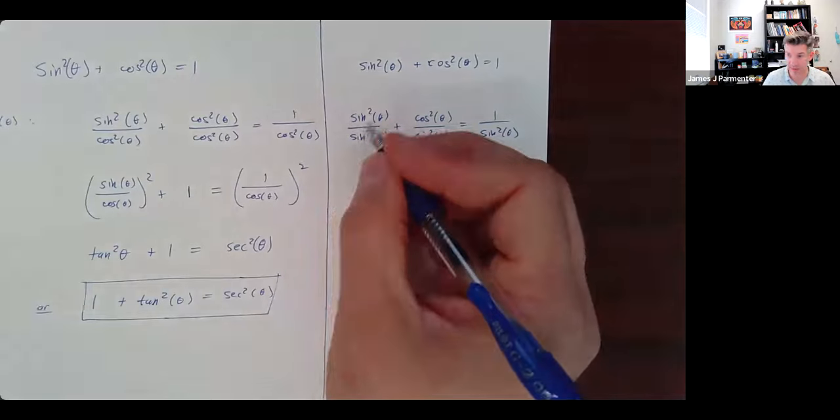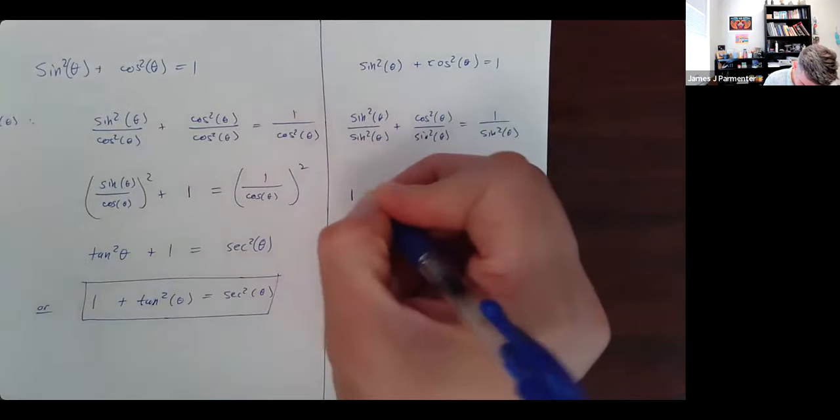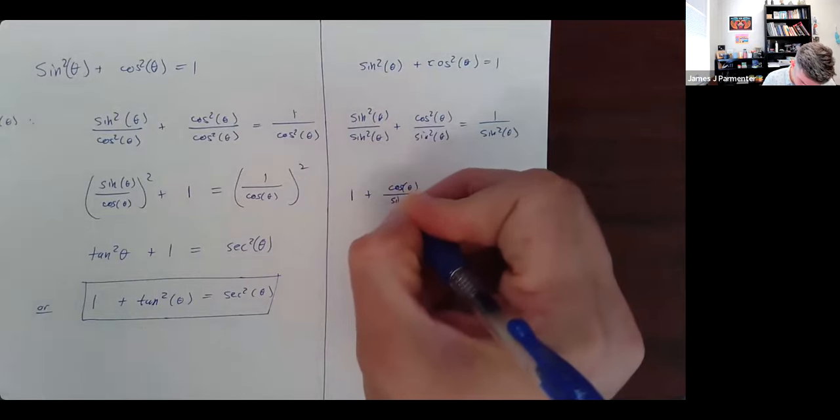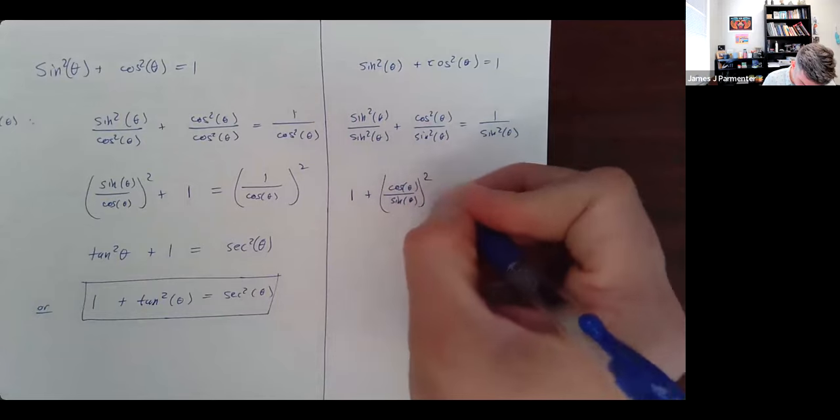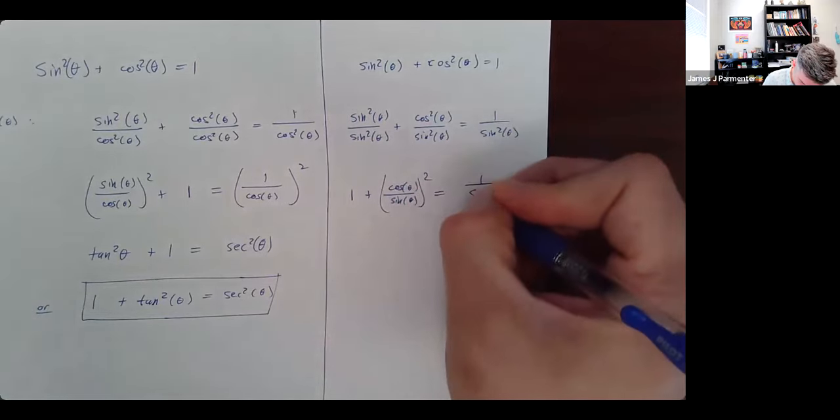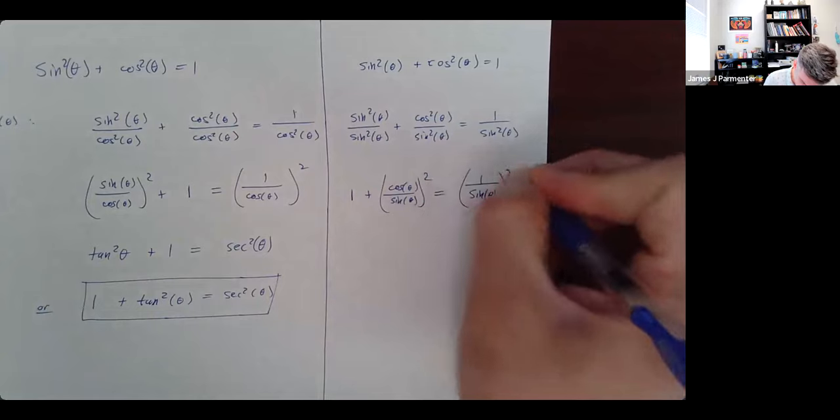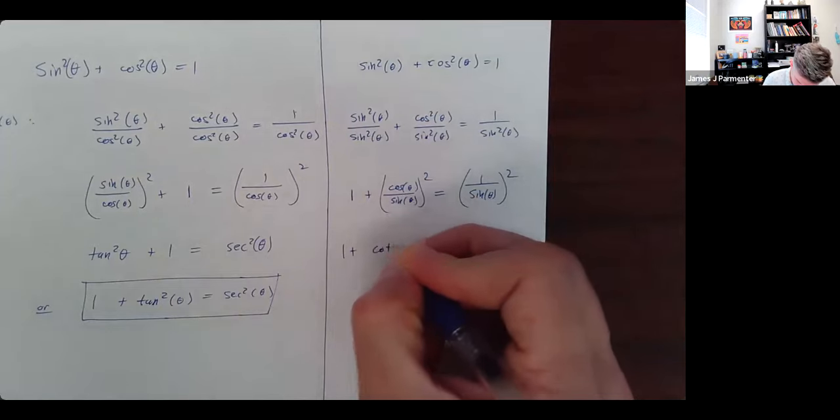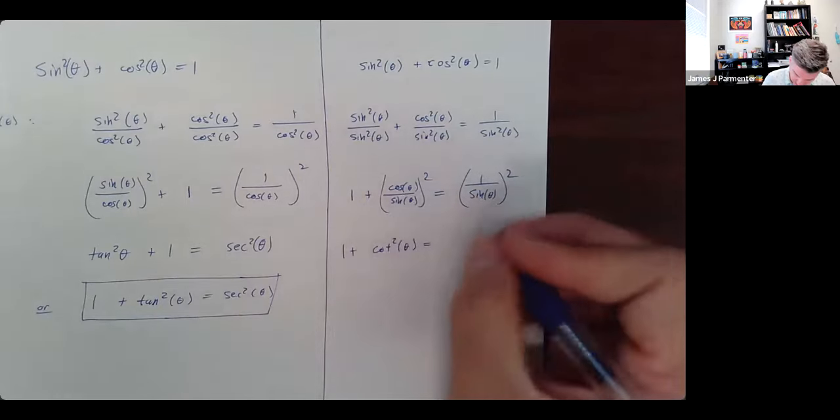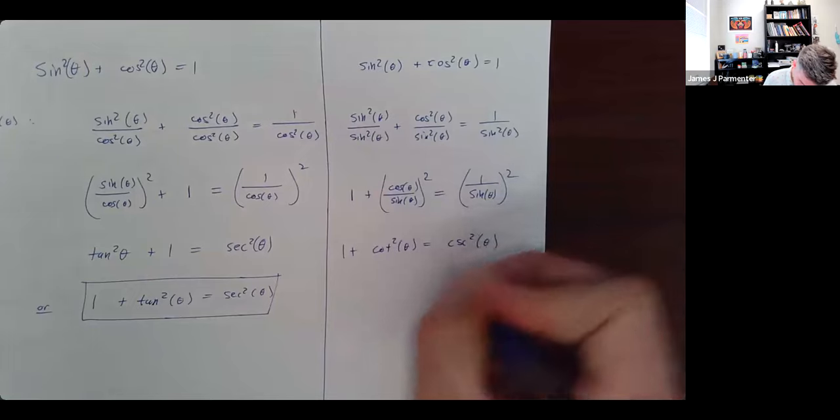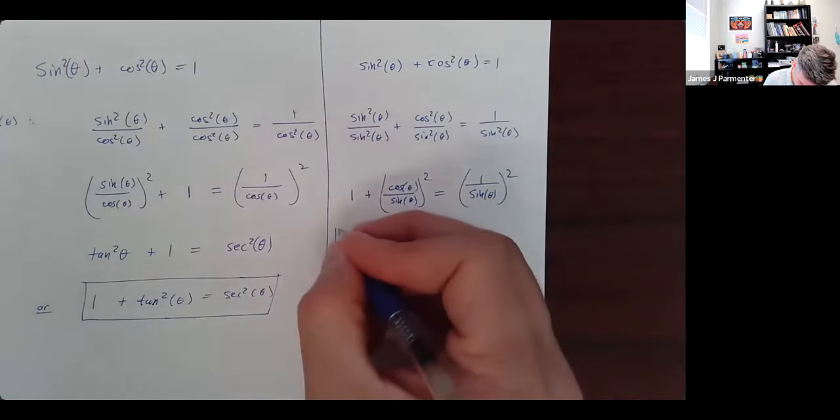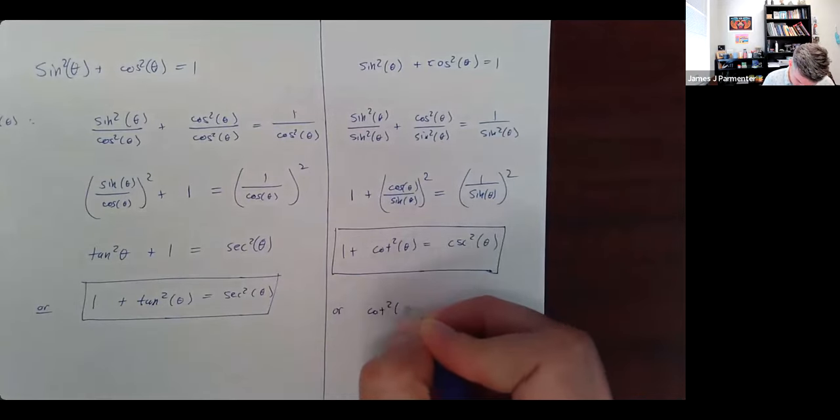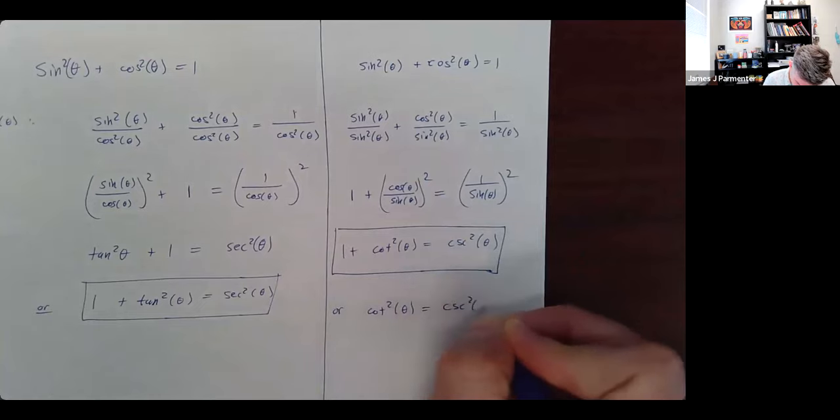Of course, sine squared theta divided by sine squared theta is just 1. Cosine squared theta over sine squared theta, we could rewrite as cosine of theta over sine of theta quantity squared. Similarly, 1 over sine squared we can write as 1 over sine of theta quantity squared. And cosine over sine is cotangent, so that's cotangent squared of theta. And 1 over sine is cosecant. So this is the other Pythagorean identity. You can write it like this, which is standard, or you can subtract 1 and write it as cotangent squared theta equal to cosecant squared theta minus 1.